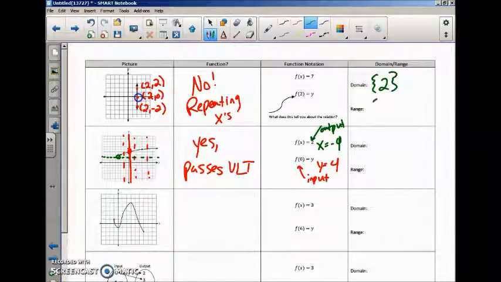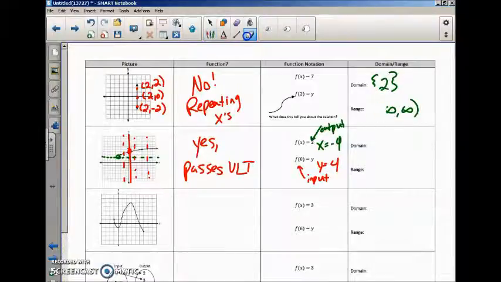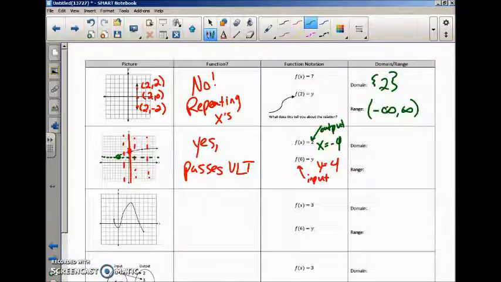Now domain, the only x value used there is 2, so I only have to write 2. The range, however, goes down forever and it goes up forever. So that's why negative infinity through positive infinity is appropriate.